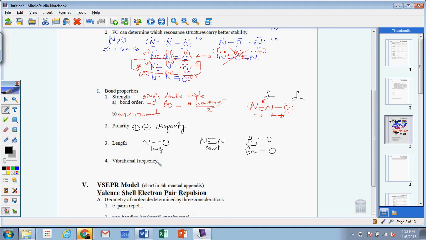The other part is that bonds vibrate. So the frequency of vibration is typically between 10 to the 12th and 10 to the 14th hertz. And so if we can measure the bond frequency, the higher the frequency tends to mean that the bond is stronger. So we would see a triple bond, for example, to have a very high frequency for its bond, and so therefore a much stronger bond. All right, let's stop here and then we'll continue with bond energies in a moment.